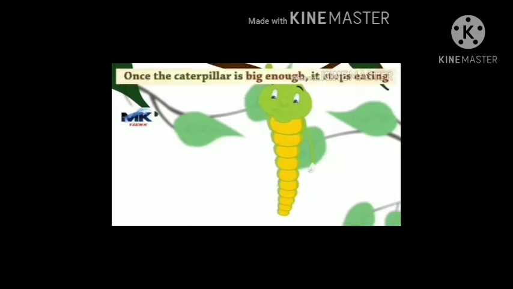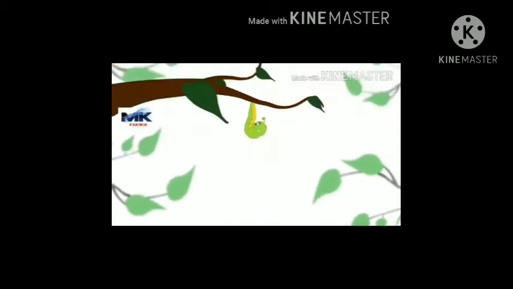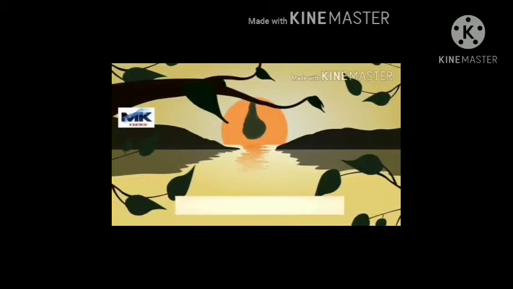Once the caterpillar is big enough, it stops eating. Now the caterpillar enters a third stage where it secretes liquid from the lower lip, which appears to be like a silk thread. The caterpillar uses this secretion, or you can say a liquid, to make an outer covering, which is also known as a cocoon. This stage is called the pupa stage or chrysalis stage.